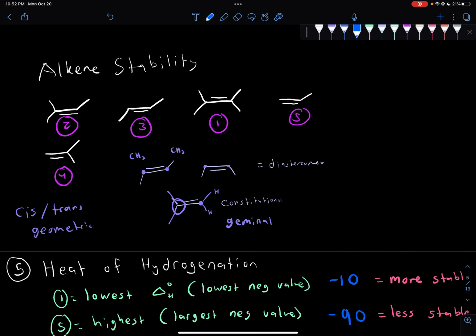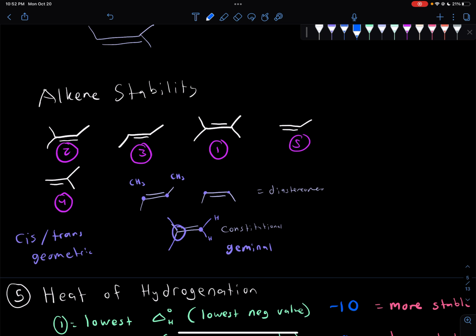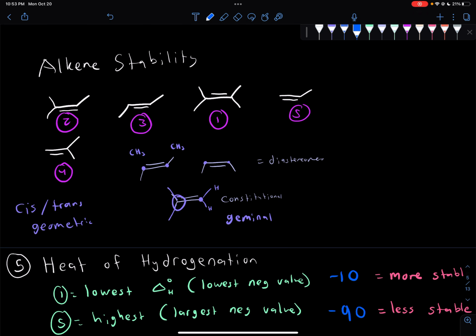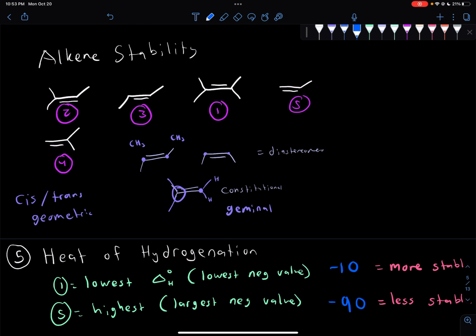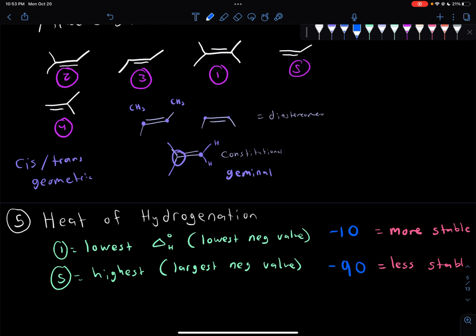So literally what we did right here, this ranking, they could just ask, rank it by heat of hydrogenation, and your ranking would be the exact same here, just because the stability is related to lower heat of hydrogenation. So definitely be familiar with this concept because they can easily ask this in your rankings.